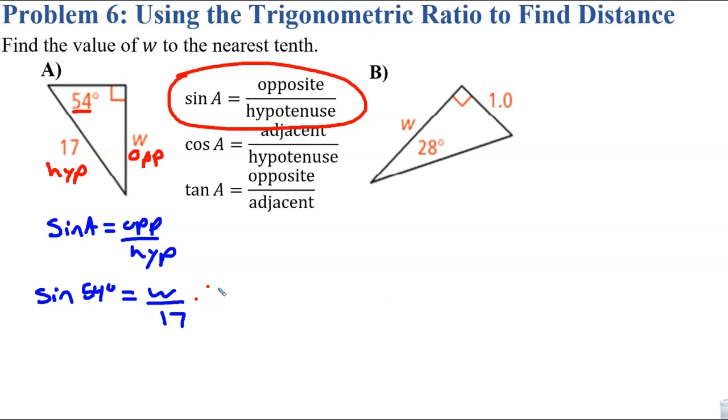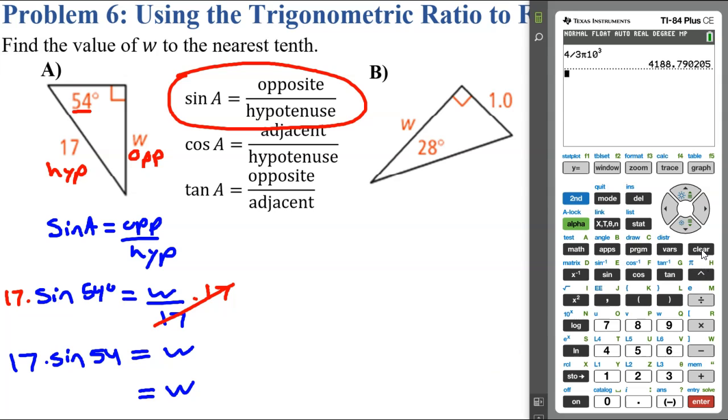So for this one, I'm going to multiply both sides of this equation by 17. Because what I want to do is I want to cancel this fraction out. I want to make the fraction go away. So that leaves me with just a W on the right is equal to 17 times sine 54 on the left. And when I get the variable by itself, that's where I'm going to go to the calculator.